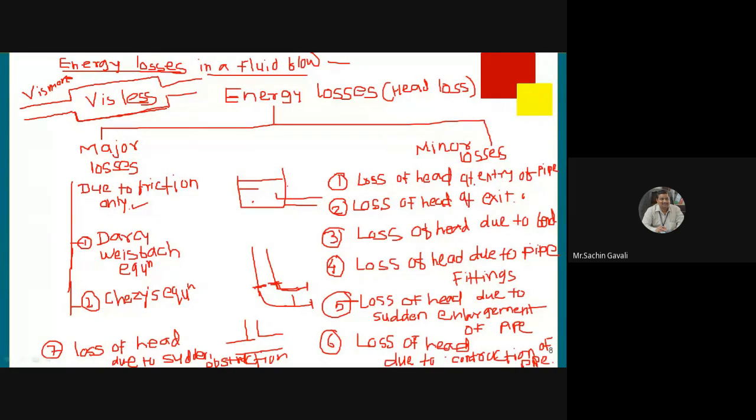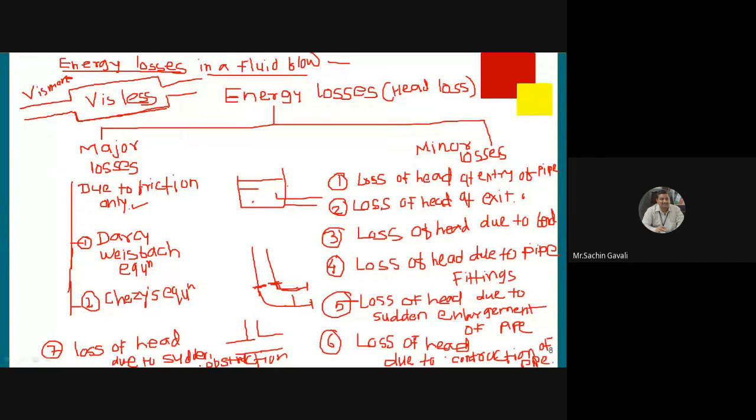And loss of head at entry of pipe, loss of head at exit of pipe, loss of head due to pipe bend, loss of head due to pipe fittings like T, elbow, reducer. These are the different pipe fittings we are using for the pipeline connection. Loss of head due to sudden enlargement, then loss of head due to sudden contraction, and loss of head due to sudden obstruction. These are the energy losses.